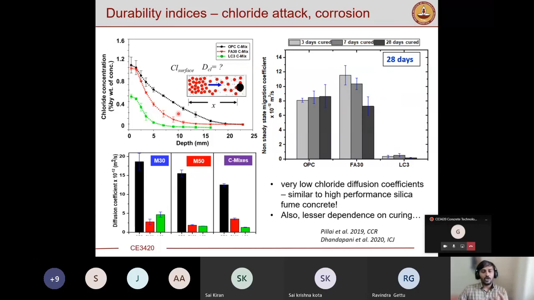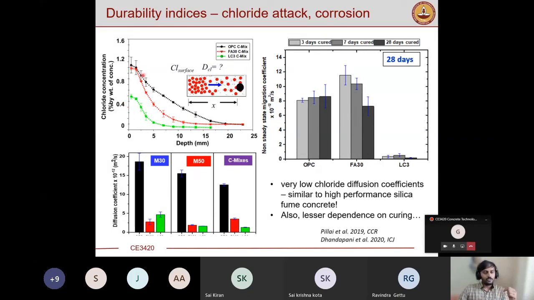So when you have a chloride attack, the chloride moves into concrete. For instance, when you make a concrete system, the chloride moves into concrete and reaches the surface of steel. So, for example, this is the surface of steel, and it can lead to corrosion. When you use an LC3 combination, I have presented here chloride content versus depth. You expose it to chloride and measure how much chloride has moved at different depths.